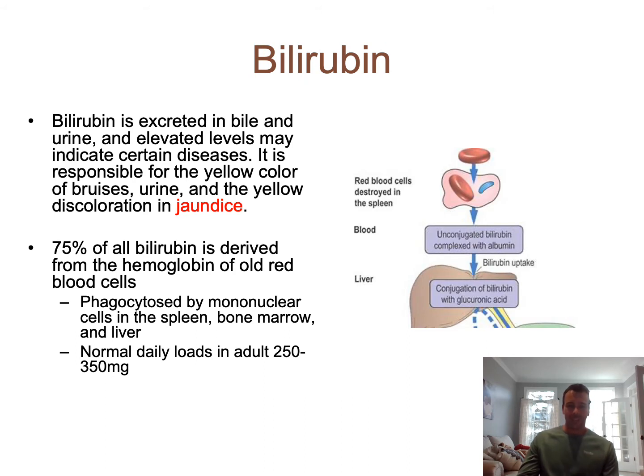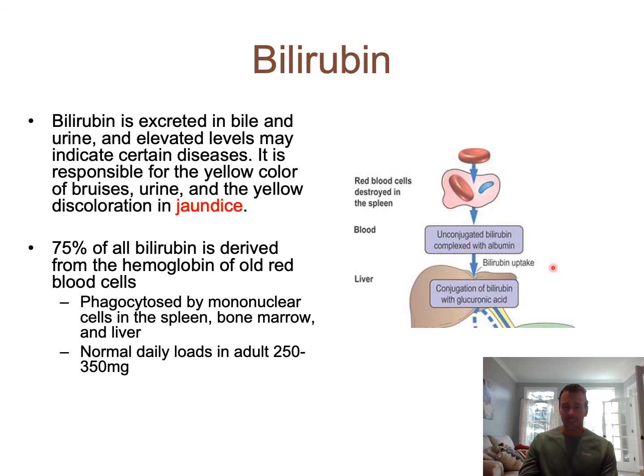The bilirubin itself is excreted in the bile and in the urine, and elevated levels can indicate certain diseases, as we alluded to earlier in the lecture. It's responsible for the yellow color in bruises, urine, and the yellow discoloration in jaundice. 75% of all bilirubin is derived from hemoglobin of old red blood cells, shown here.